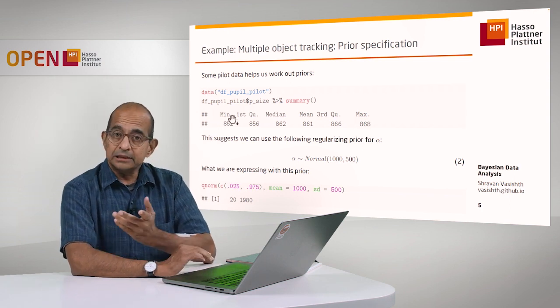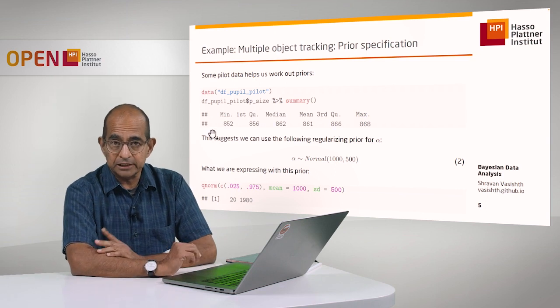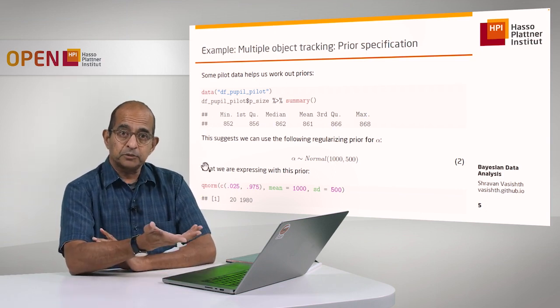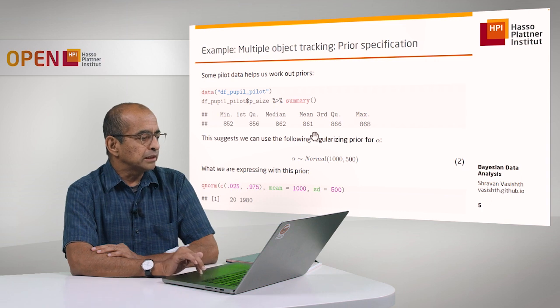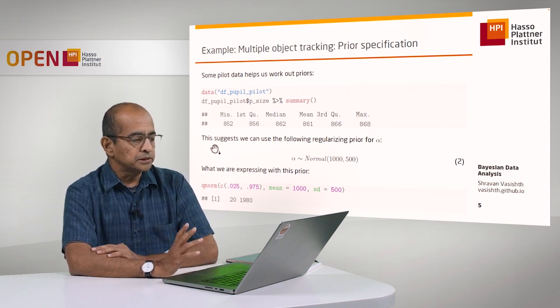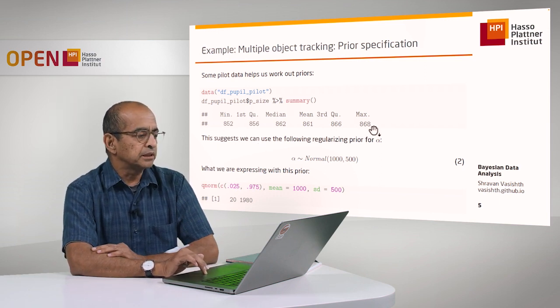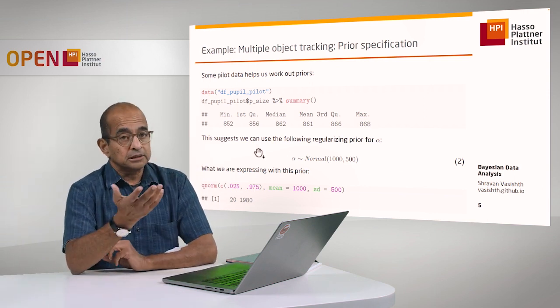But we can do better than just speculating about this. We can look up some pilot data. There's lots of data out there on the internet, and you may have done some pilot research before you actually do the experiment. So you can examine some pilot data, and what I'm doing here is looking at the distribution, the summary statistics on pupil sizes. I see that the minimum is 852 units and the maximum is 868, whatever this unit is. So this suggests something to me.